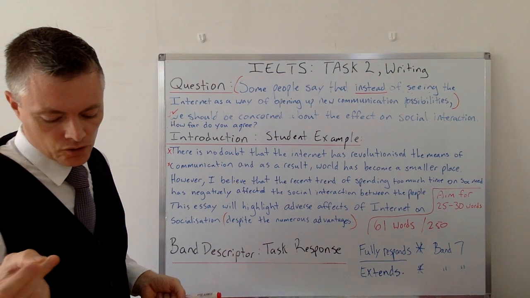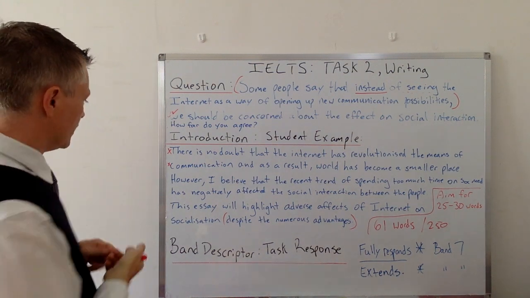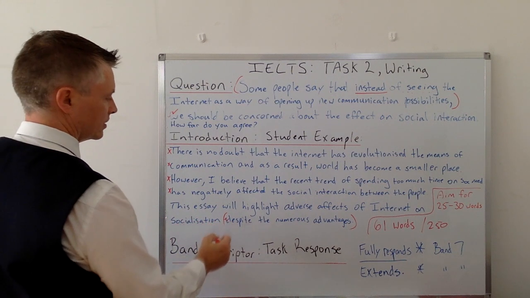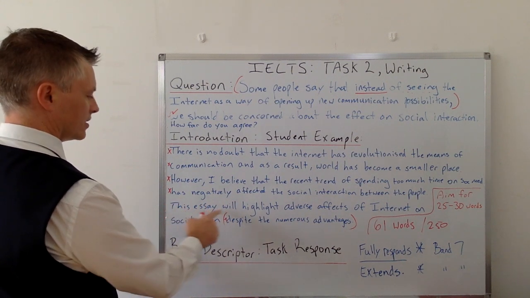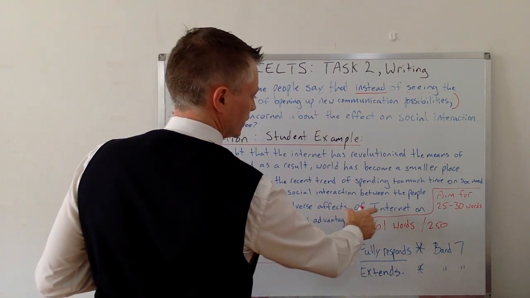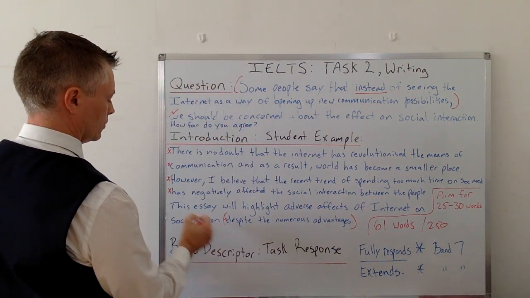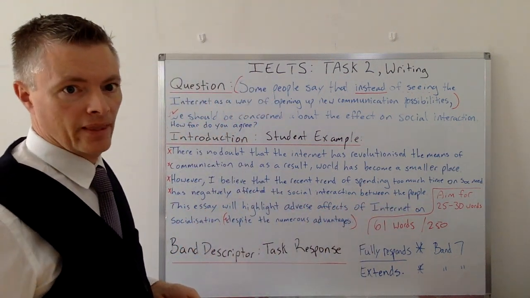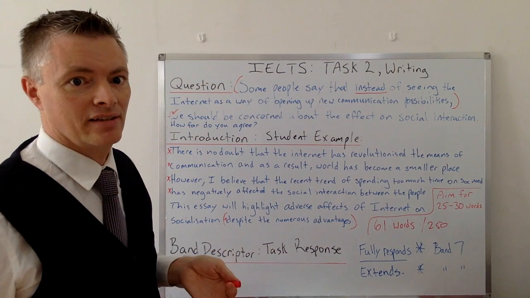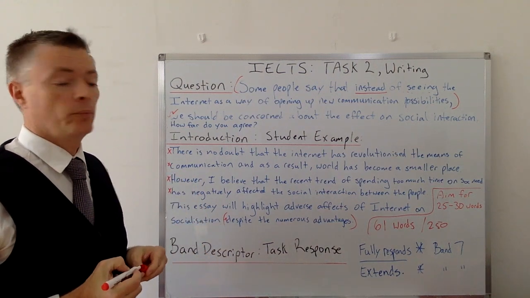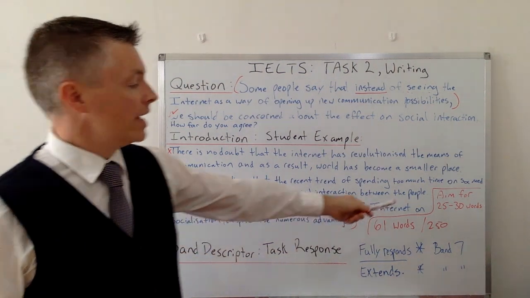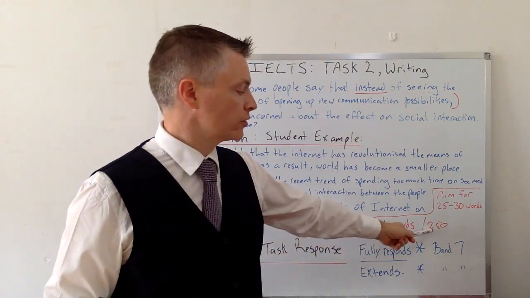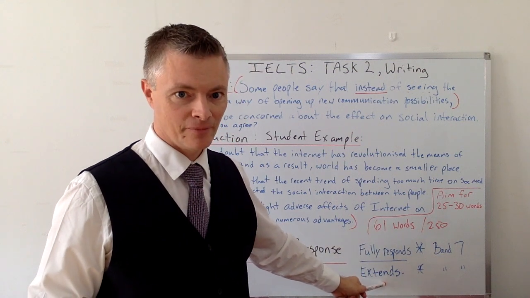Okay? So we're going to cut out this, because it repeats this. We're going to cut out this, and we have, this essay will highlight adverse effects of internet on socialization. 1, 2, 3, 4, 5, 6, 7, 8, 9, 10 words. 10 words. That's it. It tells your point of view. Now, we're going to aim for 25 to 30 words. Why? Because we only have 250 to fully respond and extend.